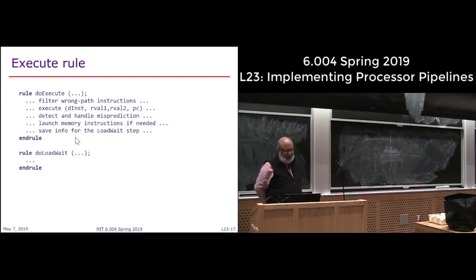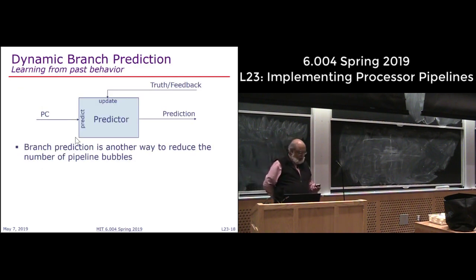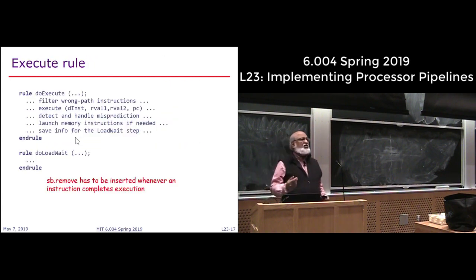So if you look at this code in the do execute part: filter wrong path instruction, execute like before, detect, etc., etc. But now you have to insert SB remove. Whenever you write in the register file, atomicity tells you that you must have sb.remove right at that point. So you will have to insert that. Okay, so I'm deliberately not showing you the code because that's what you'll be doing on your project.